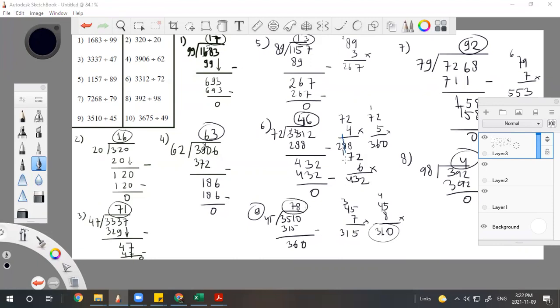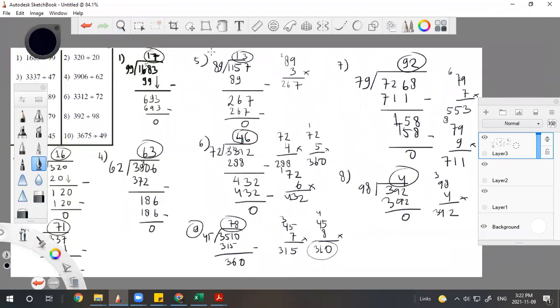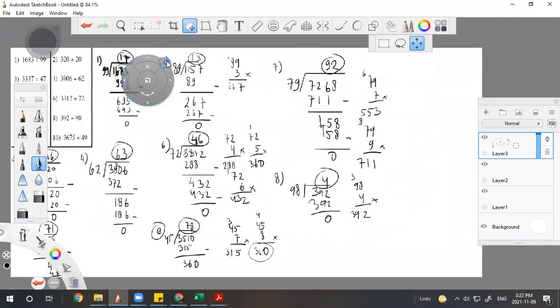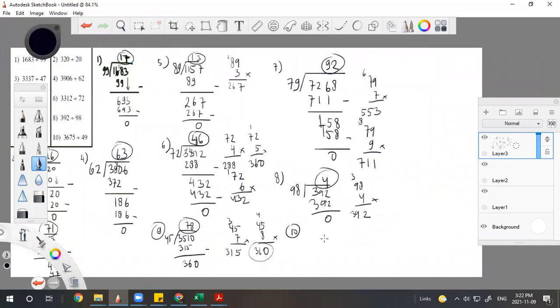So for number 10, how do you do number 10? One more space. Wait, I think I need to make it more like this. Okay. Number 10. You divide 3,675 over 49. Okay, so 49, let's try to times by 8. 72, 7, 4 times 8 is 32 plus 7, 39, too much. So 49 times 7, you decrease the number if it is too much. 63, 6, 7 times 4 is 28, 28 plus 6 is 34. Okay, that's more acceptable.